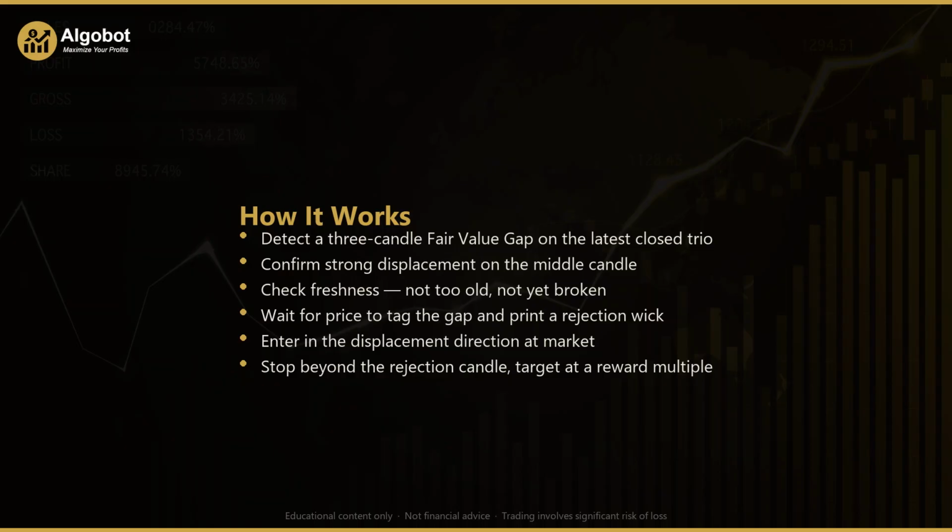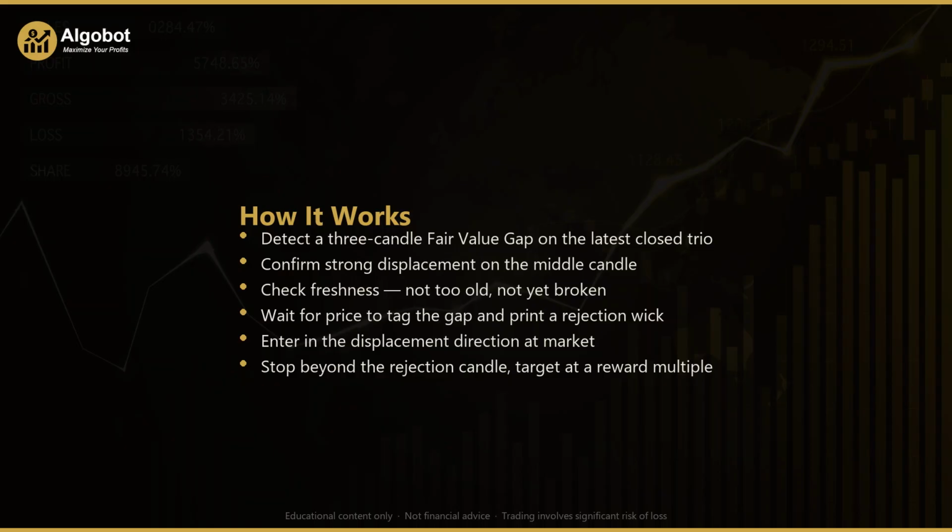Once a gap is tracked, the EA checks freshness. If the gap is older than the expiry bar's limit, it is thrown away as stale. If price has already closed fully through the gap, it is invalidated and discarded. Only a fresh, intact gap survives to the next stage. Now comes the patience. The strategy waits for price to return and tag the gap. For a long, the newest closed candle must dip its low into the gap. It must hold by closing back above the lower edge, and it must print a rejection candle, meaning it closes higher than it opens with a lower wick that is at least the wick factor times the candle body. When all three conditions line up, the EA signals a buy at the current ask.